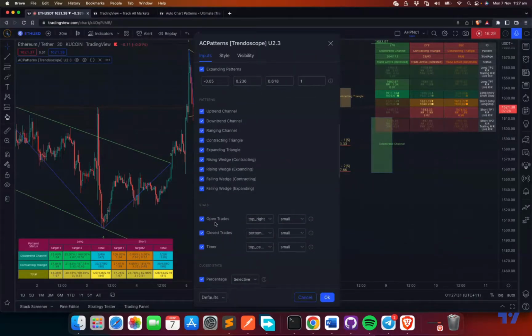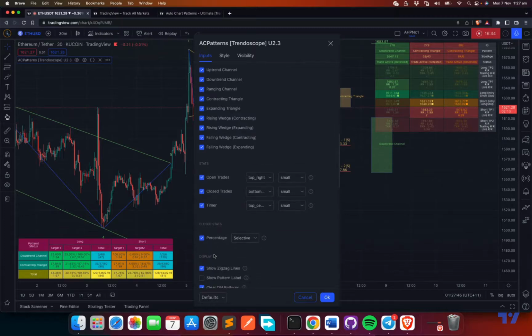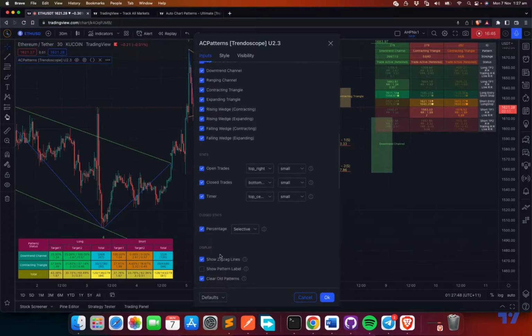For the displays, if you don't want to see these tables, you can disable them, or you can place them in different locations in your chart. You can also select a different text size for each of these tables, based on how you want it or your screen size.